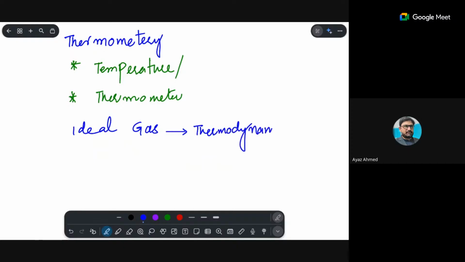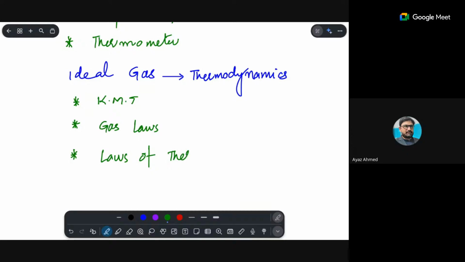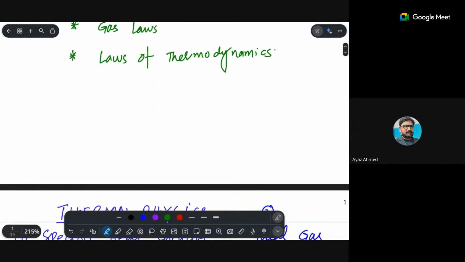In this topic, we will discuss the kinetic molecular theory of gases. Then we will talk about the gas laws, the universal gas laws. And then we will talk about the laws of thermodynamics, etc. So this is basically the full description of this topic.